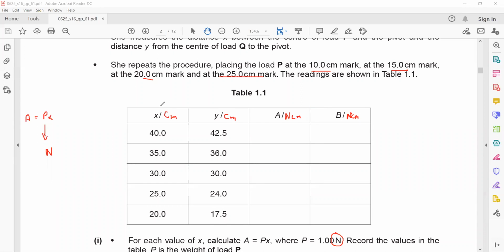Complete the column heading means the quantity which you are measuring and the unit. So the quantity is already mentioned. The quantity X is there, or quantity Y is there, or A is there, or B is there. And what are the units? That is the column heading: quantity with the unit.